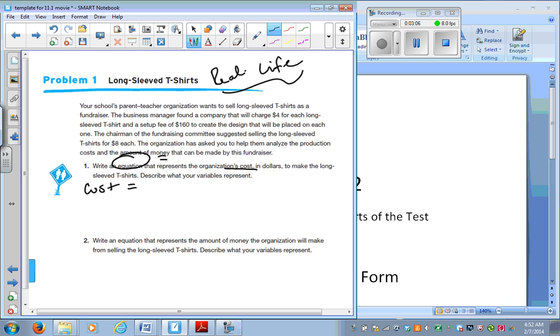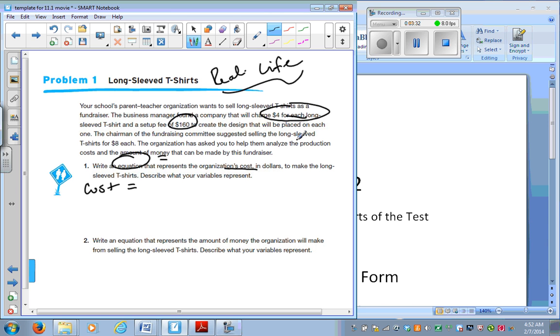So now let me go back through here. I'm assuming you've read the paragraph. I'm going to show you how you can actually take it apart to figure out how to write an equation. Your school's parent-teacher organization wants to sell long-sleeve t-shirts as a fundraiser. The business manager found a company that will charge $4 for each long-sleeve t-shirt and a setup fee of $160 to create the design that will be placed on each one.